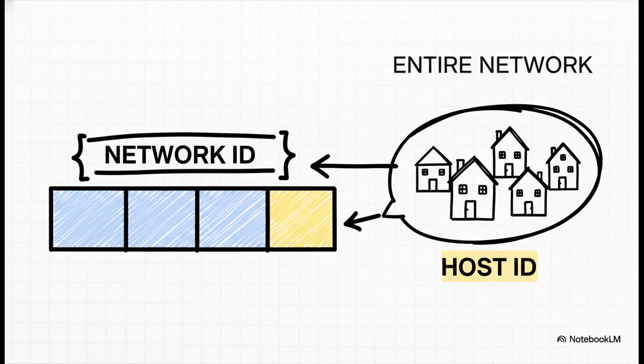Okay, so for data to find its way, it obviously needs an address, right? In any network, part of an IP address is used to identify the entire network. That's the network ID. And the other part identifies a specific device on that network, like your laptop. That's the host ID. It's kind of like a street name and a house number.